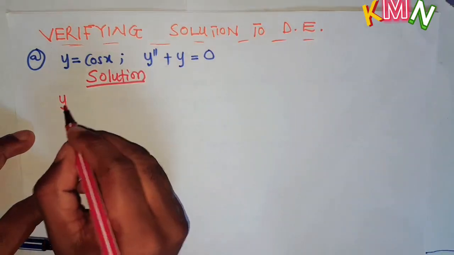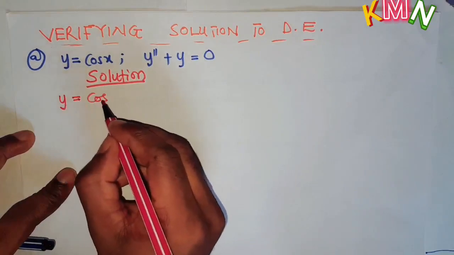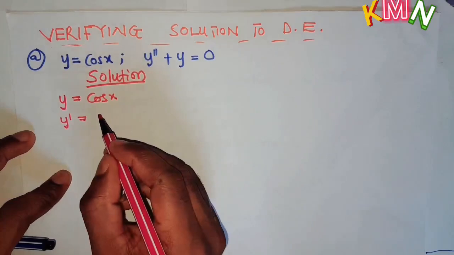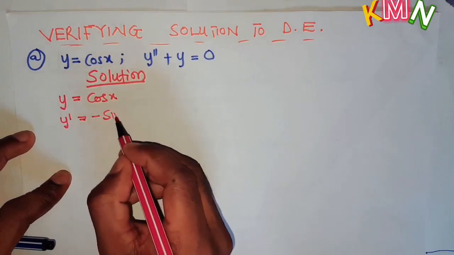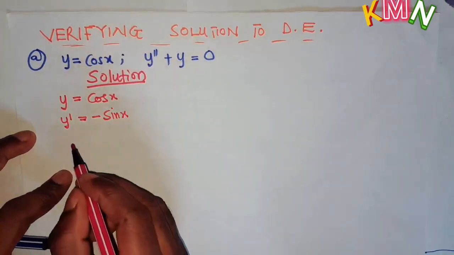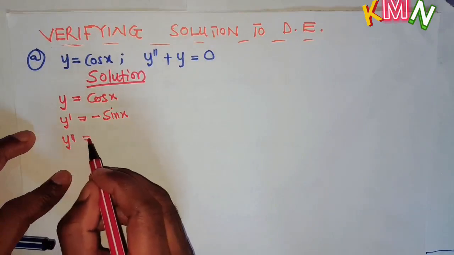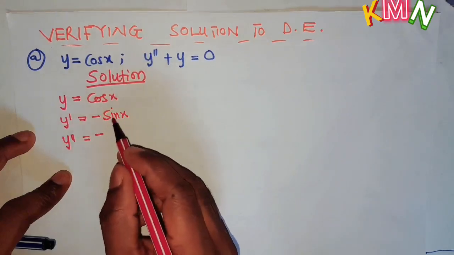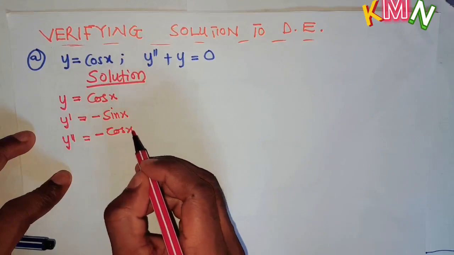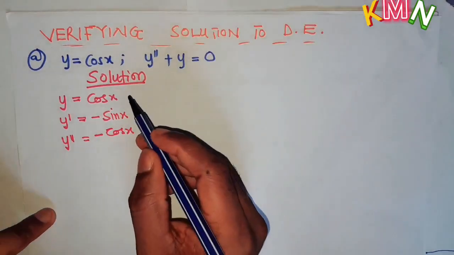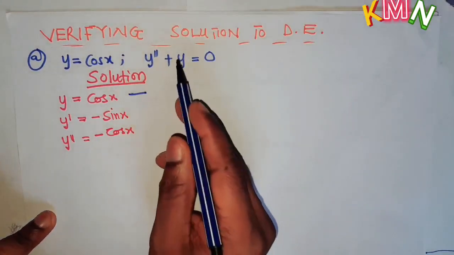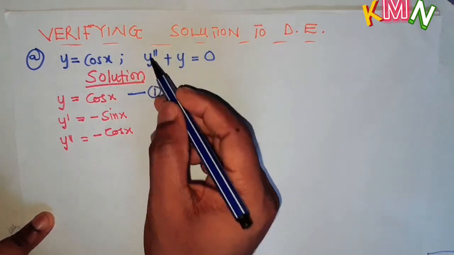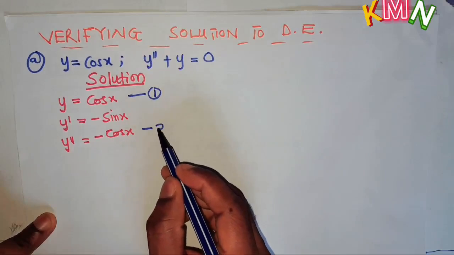So we have y equals cos x. Our first derivative will give us negative sine of x. Then our second derivative will give us a negative, and then the differential of sine x is cosine of x. Now we have the y over here, let's label it as 1. Then we have our y prime prime here, let's label it as 2.